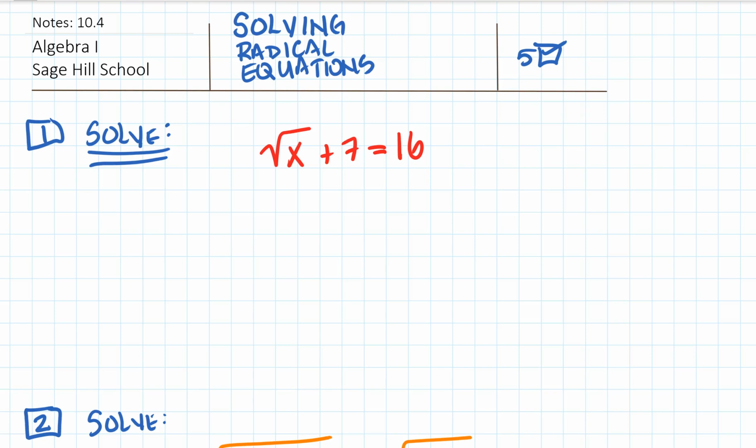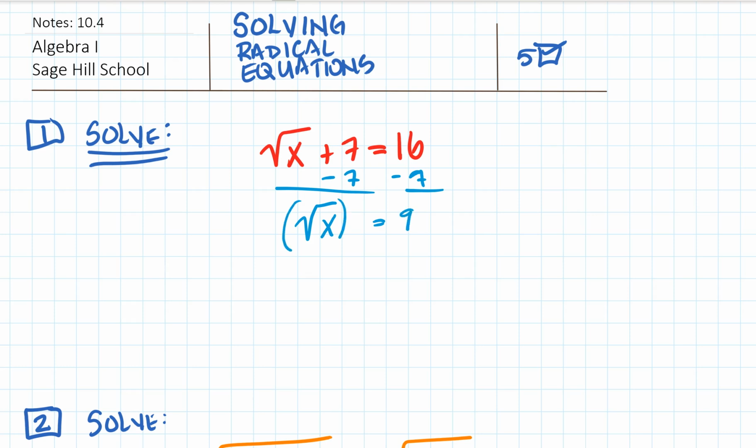Okay, section 10.4 is all about solving radical equations, and there are 5 boxes, so let's just dive right in. Box number 1 says solve the square root of x plus the number 7 equals 16. This one's pretty simple and straightforward in the sense that we're just going to subtract 7 from both sides. We would do the normal procedures, and we would get the square root of x is equal to 16 minus 7 is 9.